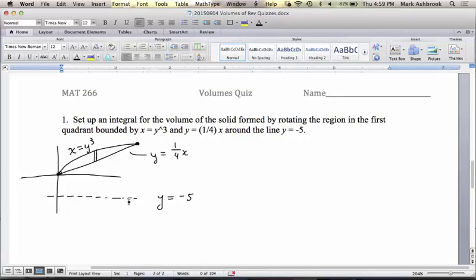What's the consensus? What should I do? All in favor of washers? All in favor of shells? The rest of you don't care. It's like 3 votes. Do you want to do it or not? Shells. Shells? Alright, so shells is which? Delta x or delta y? Delta y.